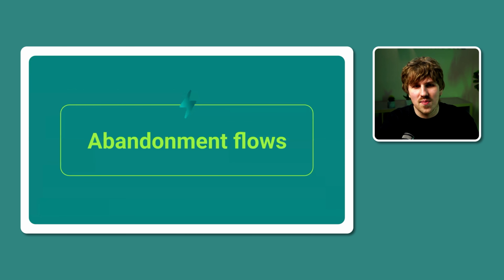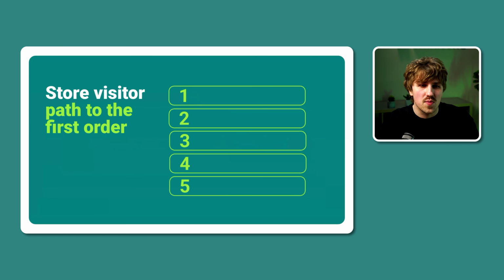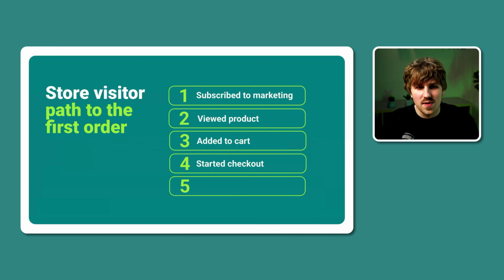And we can jump into more engaging flows, which are abandonment flows. So this is the store visitor path to the first order, which you already know. But let's quickly reveal all 5 steps: they subscribe, they view the product, they add the product to the cart, they start checkout, and then they place the order, hopefully. And that's how you orchestrate the entire flow and base everything on that.